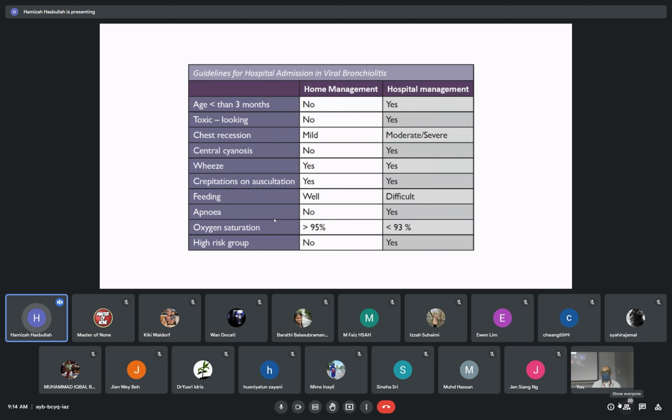So ni guidelines for hospital admission in viral bronchiolitis. Kalau home management, hospital management, if patient age less than 3 months, ada toxic looking, chest recession is moderate to severe, central cyanosis, ada wheeze, crepitations on auscultation, difficult feeding, poor oral intake, ada apnea, oxygen saturation drop less than 93%, and high risk group yang tadi kita discuss.